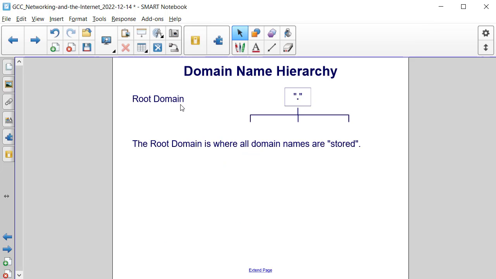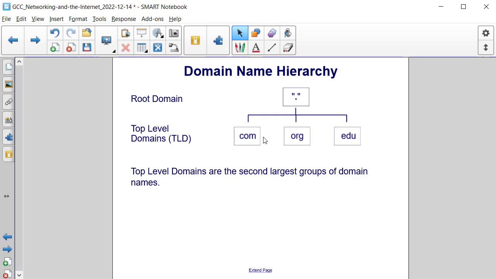The first part is the root domain. The root domain is where all domain names are stored, and it's denoted by a dot. Next, we have the top-level domains. So after that last dot, you have either a .com, an .org, an .edu, sometimes it's .net, and these top-level domains are the second largest groups of domain names.